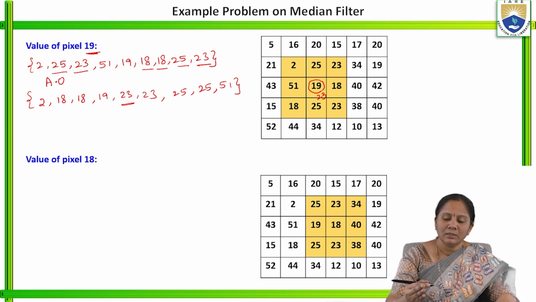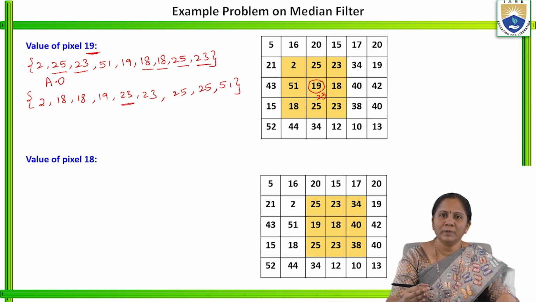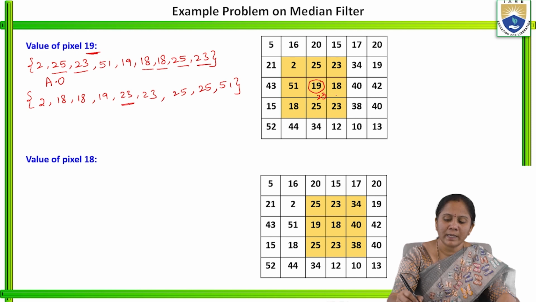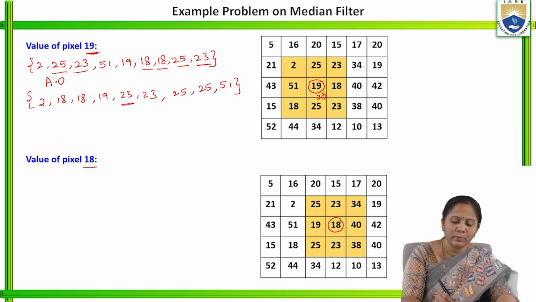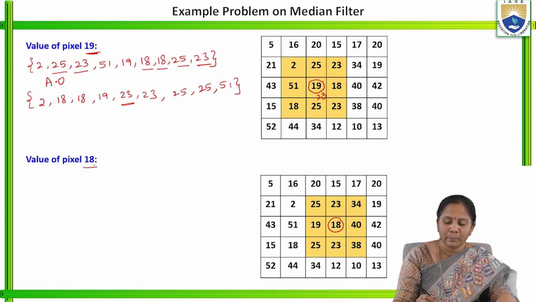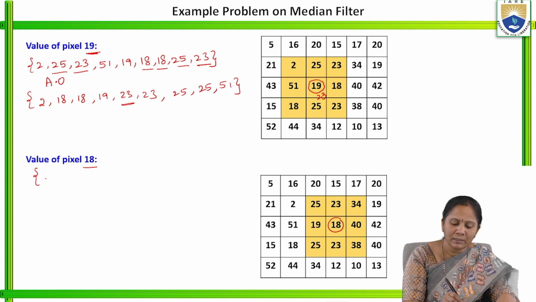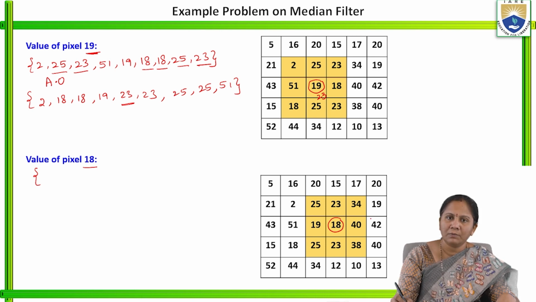After that, this filter or mask should be shifted by one column towards the right. Then this 18 will become the center pixel and it will look like this. Next we have to find the new pixel value for 18, so arranging all the neighborhood pixel values.